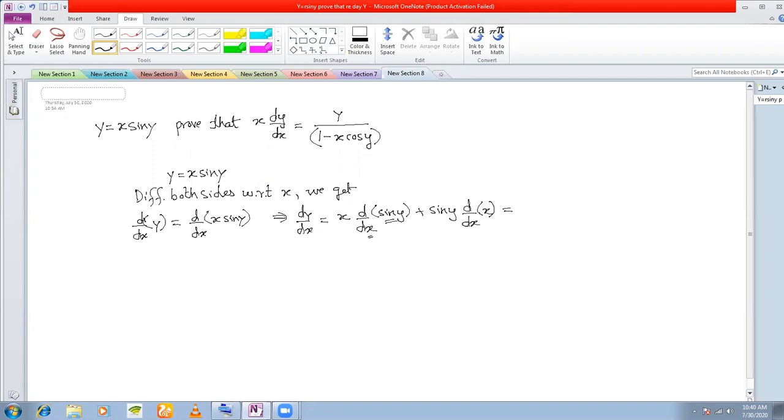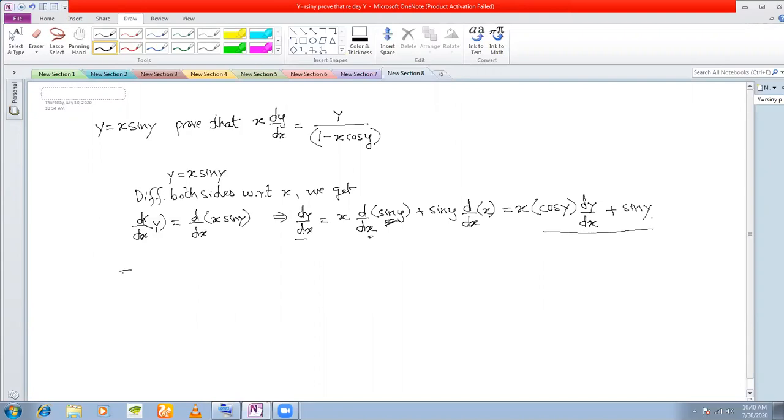How will I differentiate this? I will first differentiate this with respect to y. So x I will write as d/dx of sine y with respect to y is cos y, and I will multiply this with dy/dx, plus d/dx of x is 1, so this remains simply sine y. So what are you getting? You are getting dy/dx is equal to x cos y dy/dx plus sine y.